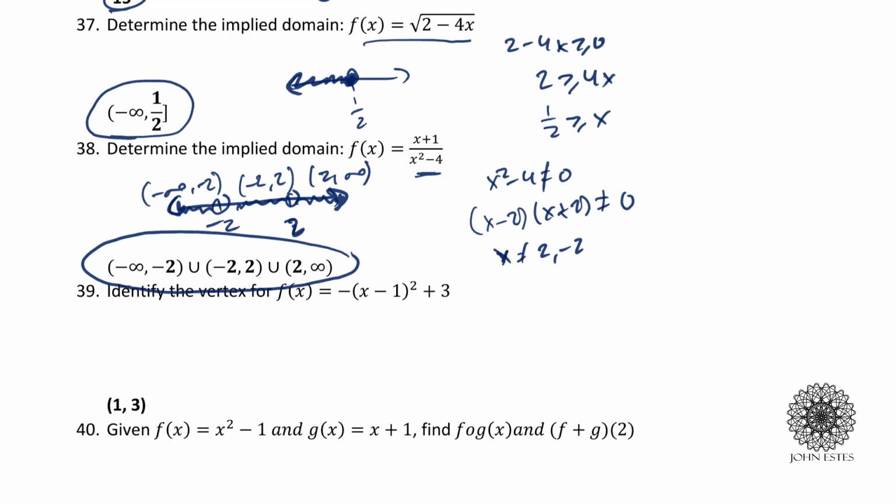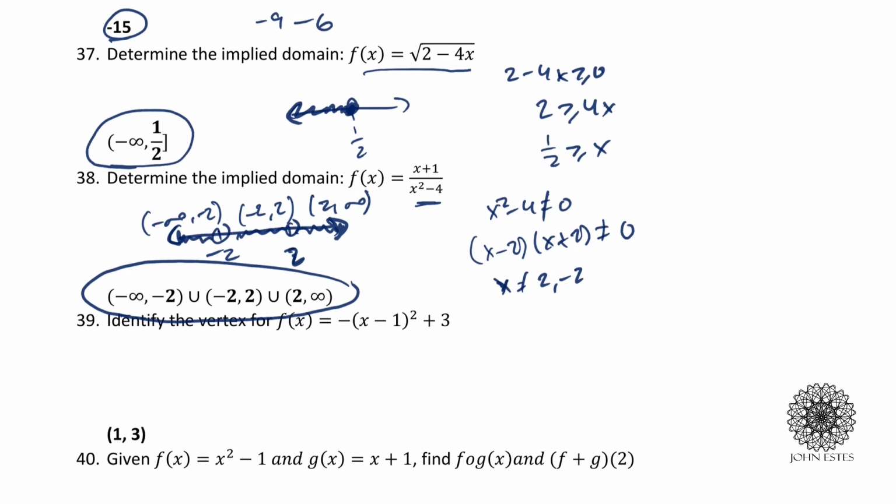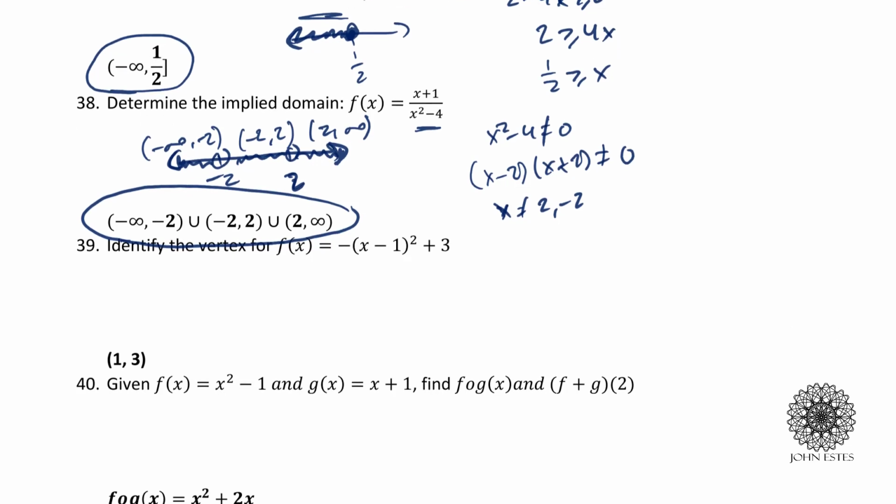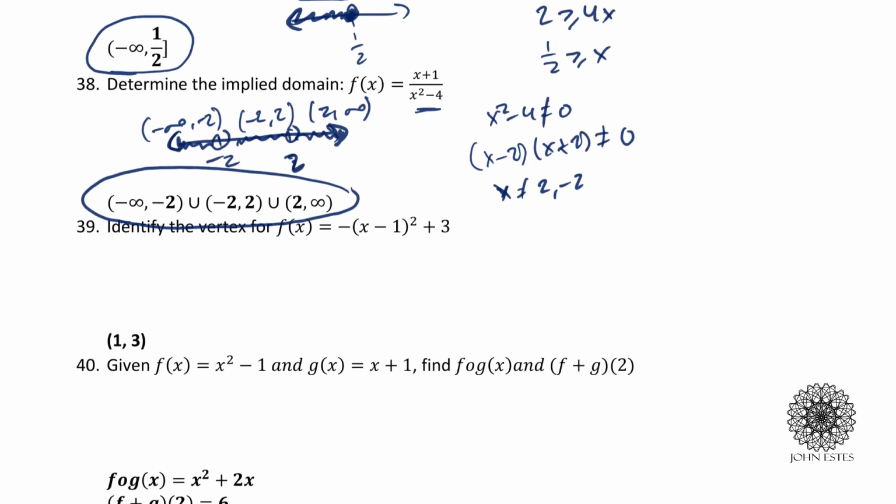Okay, now conceptually a domain, remember, are the elements or the numbers I can plug into this function and still get a real output. So for number 37, anything less than 1/2 gives me a valid output. Anything greater than 1/2 will not. If I plug in 10, for example, I get a negative square root. So in the real numbers, that doesn't exist. In 38, I just need to make sure that my denominator is not 0. Otherwise, I'm okay. So as long as I don't plug in negative 2 or 2, this f of x will give me a valid answer.